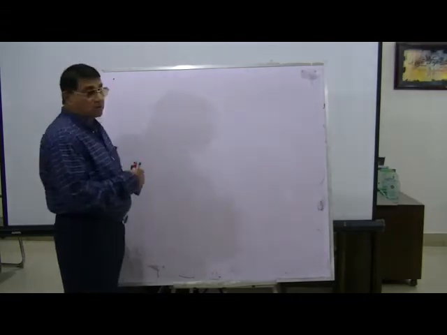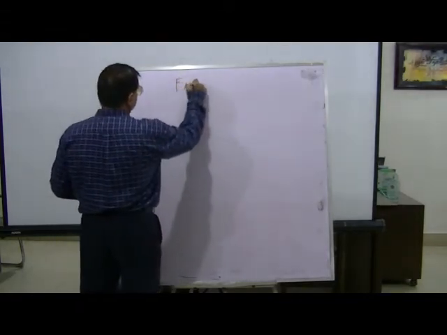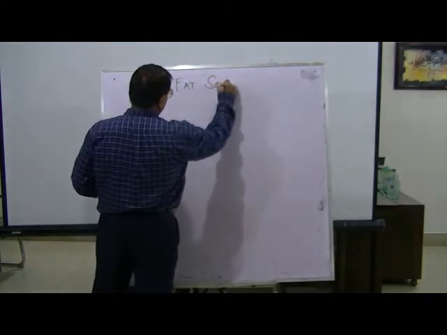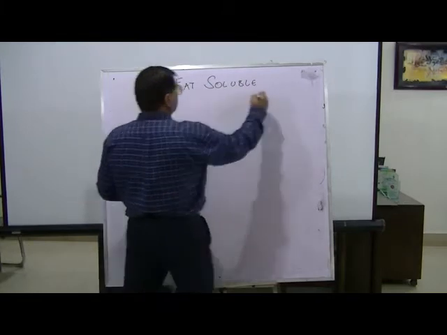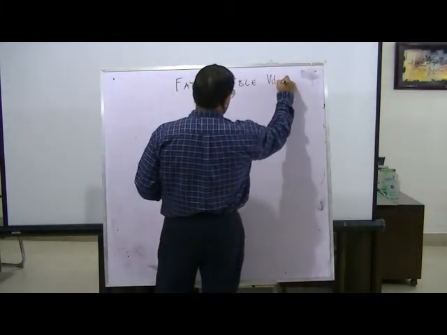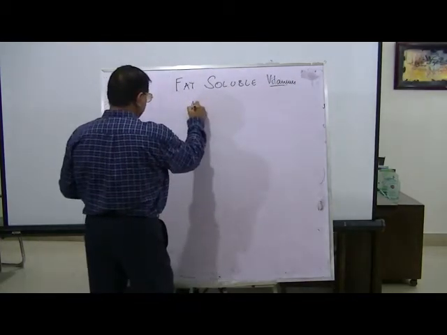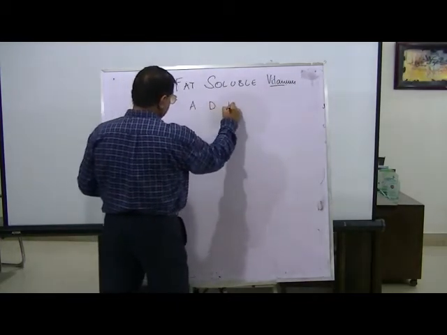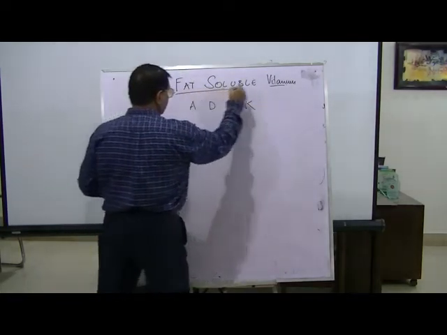Now we are going to talk about fat soluble vitamins. These are vitamin A, vitamin D, vitamin E and vitamin K. There are 4 fat soluble vitamins.